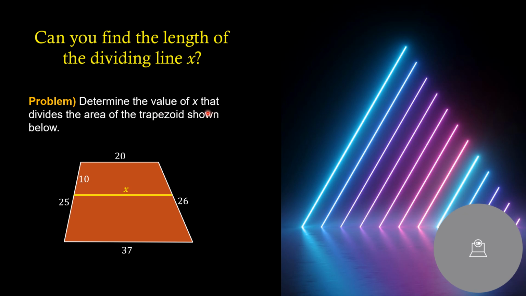So determine the value of x that divides the area of the trapezoid shown below. So these are the given parts. We have the parallel bases, 20, 37 units, and these non-parallel sides, 25, 26 units, and the dividing line is 10 units along this 25 long side.